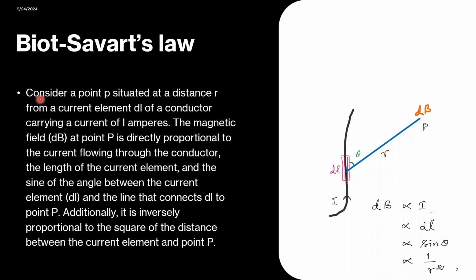Now read this. Consider a point P situated at a distance r from a current element dl of a conductor carrying a current of I amperes. The magnetic field at point P is directly proportional to the current flowing through the conductor, the length of the current element, and the sine of the angle between the current element and the line that connects dl to point P. Additionally, it is inversely proportional to the square of the distance between the current element and point P.